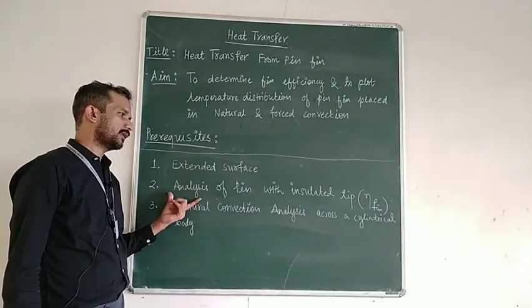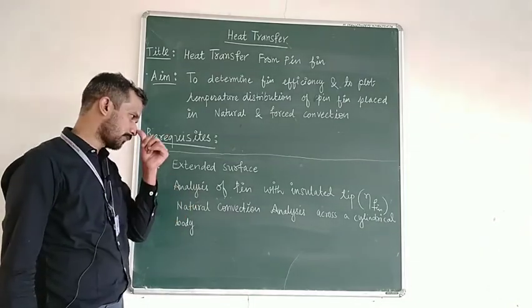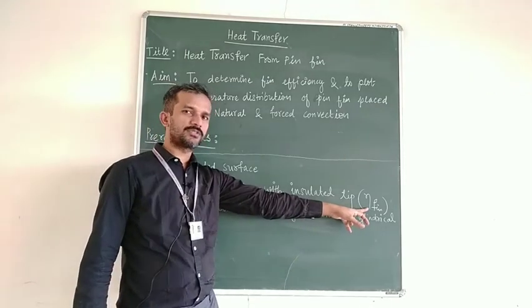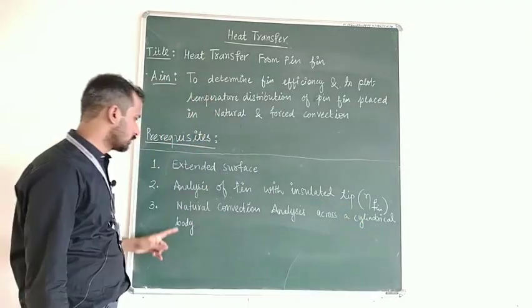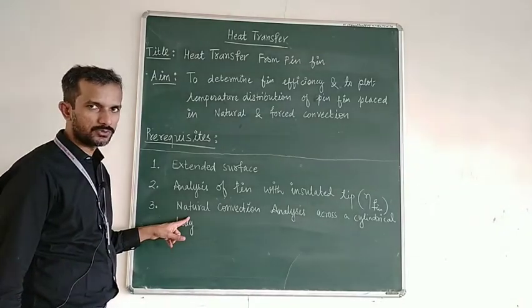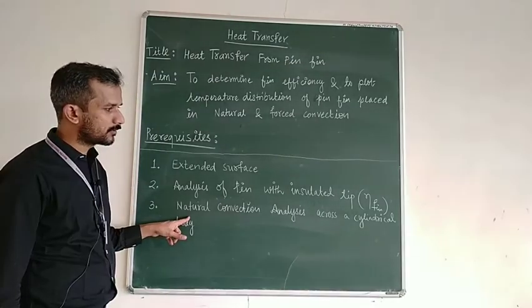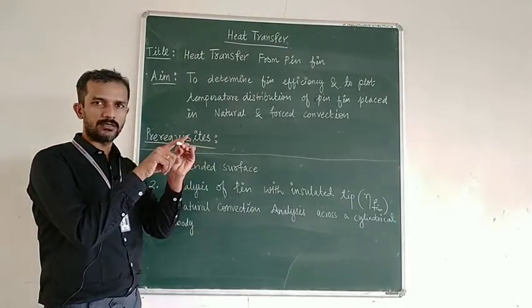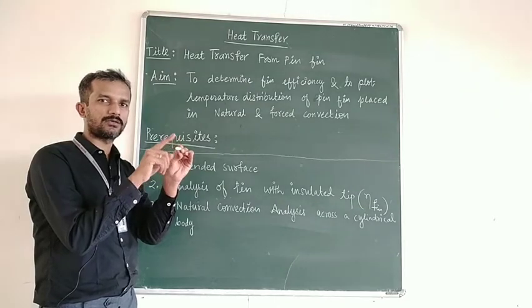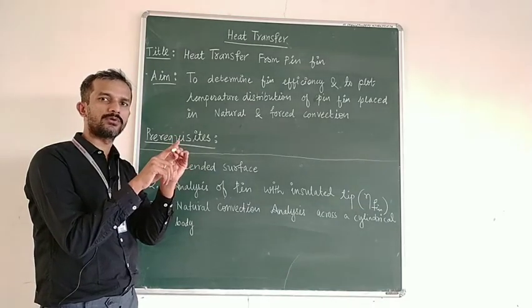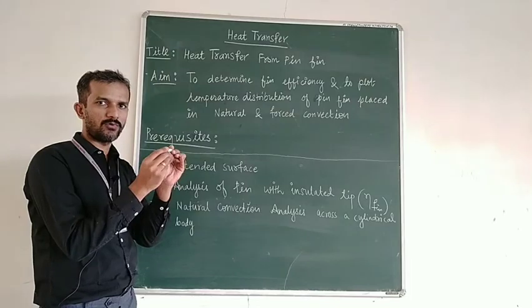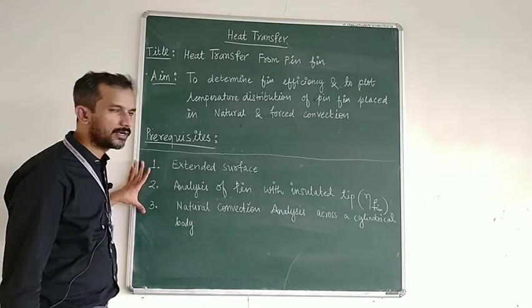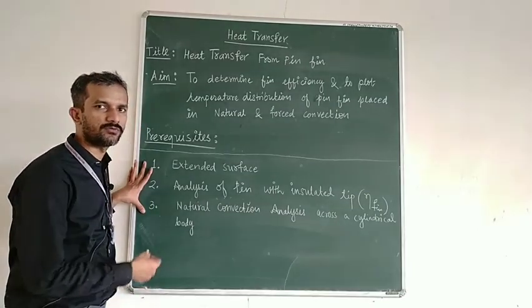You shall be able to analyze the pin fins, particularly the boundary condition with the insulated tip fin. Formulation for the efficiency of the fin must be clear to you. Then you should be able to carry out natural convection analysis for flow across the cylinder. If flow is across a cylinder, you should be able to analyze its natural convection, meaning you should be able to compute the convection coefficient with the help of correlations. This is the minimum requirement before starting the trial. This theory part must be clear to you, then only you can proceed to the further part.